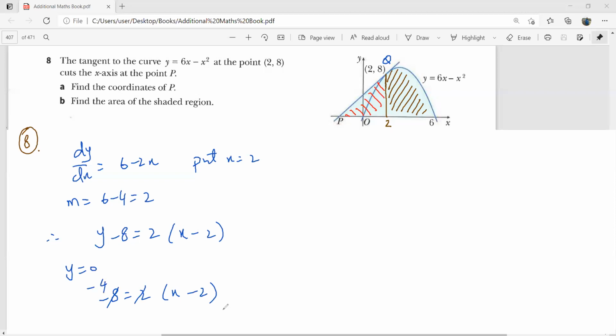Okay, so your x is going to be 2. Minus 2. X is going to be minus 2. Therefore, this point is minus 2 comma 0. Now we are ready to find this area.